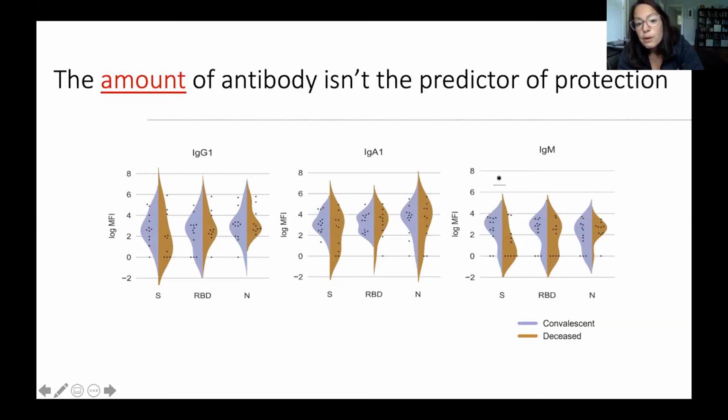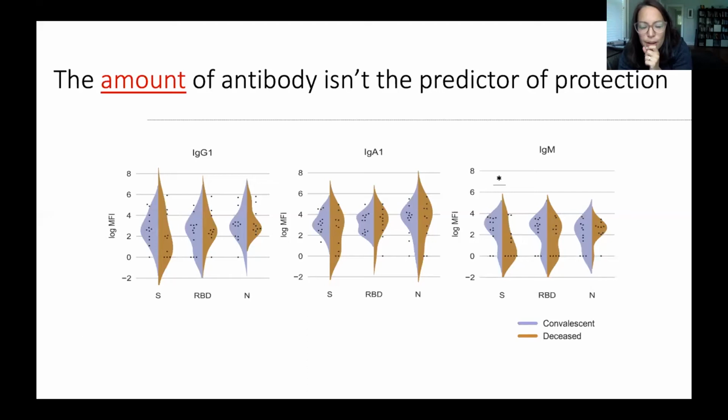And we found is for most of these responses, there was no difference at these early time points across the two groups. So the overall amount of antibody is not predictive of protection or later convalescence. There was a slight difference in IgM levels early to the spike antigen. And that was interesting. So that got us thinking, well, even though it's not really quantity that matters for some of these isotypes, there might be something interesting going on.